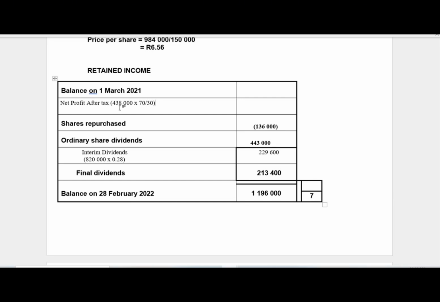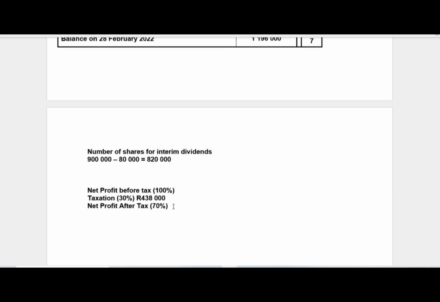Let's see how much you're going to get. 438,000 multiplied by 70 divided by 30. You will get 1,022,000. That is your net profit after tax. So this will be the rand value for here, which is 1,022,000.